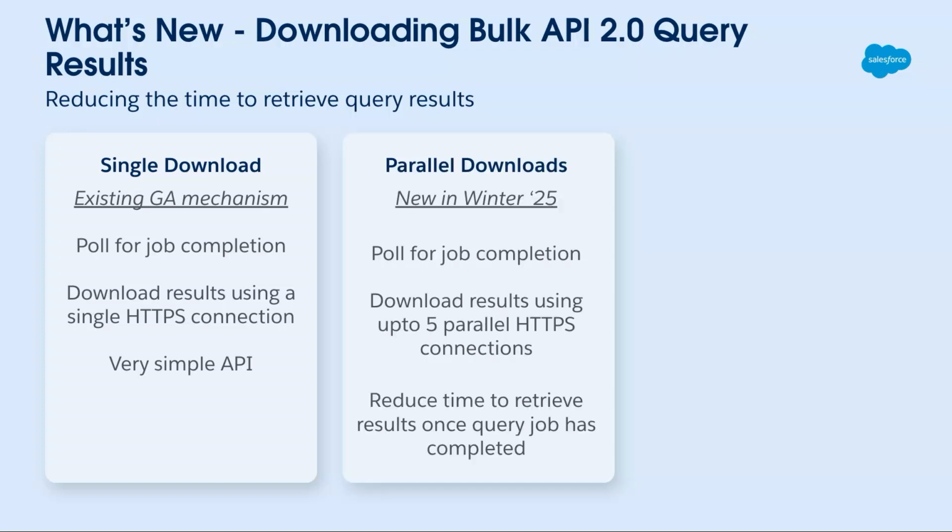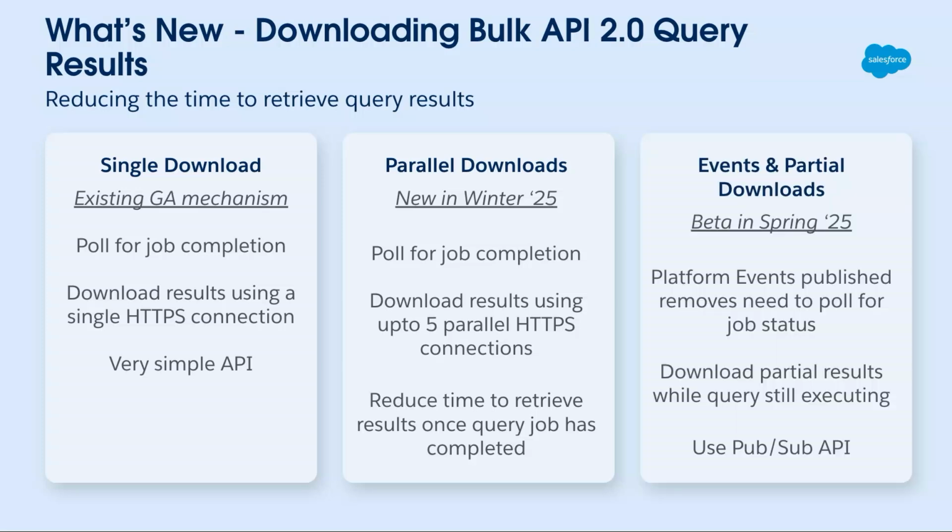What we're introducing in this coming release, Winter '25, which is currently rolling out, is a new capability to reduce that time. So you'll be able to download those results in parallel. It's the same mechanism for creating that job. You poll to see when the job is complete, but once that job is complete, you will get up to 5 result set links, so you can download those results in parallel. Now that's going to reduce the total time to retrieve the results and thus speed up this experience. So still a simple HTTP-based API.